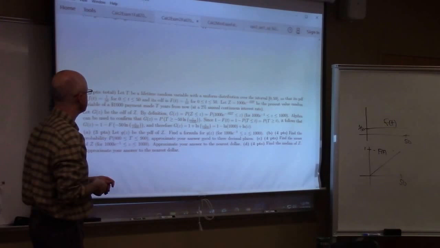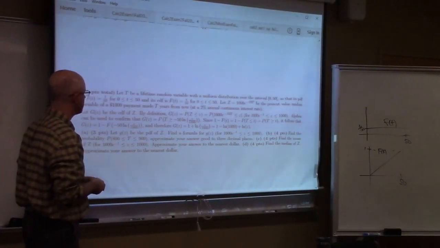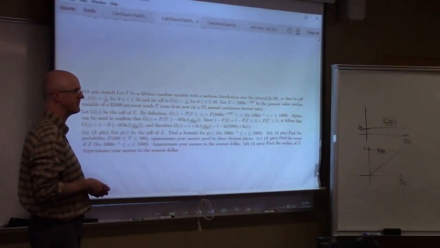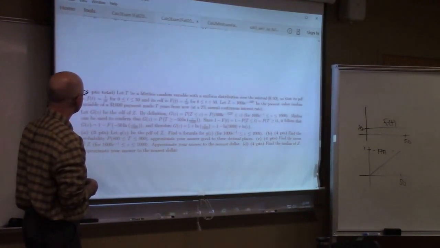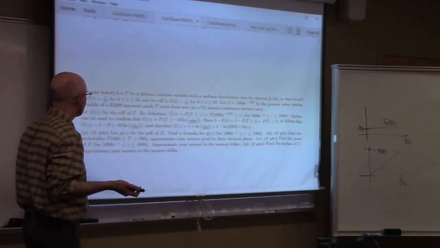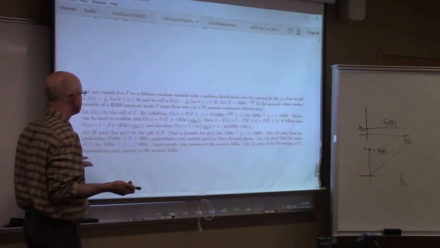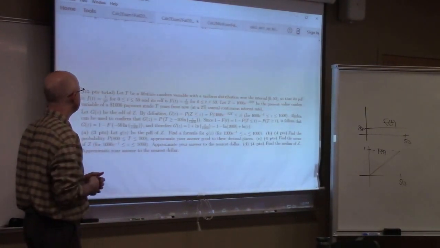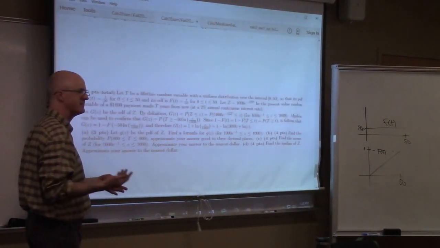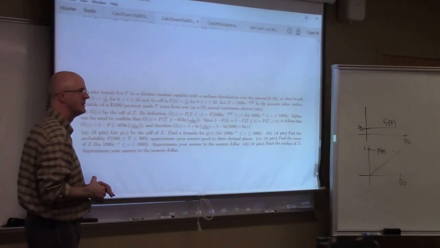Assuming a 2% annual continuous interest rate. Annual interest rate compounding continuously would have been a better way to say that. We want to know about Z: probabilities related to Z, the mean of Z, the median of Z. That helps us plan things financially.